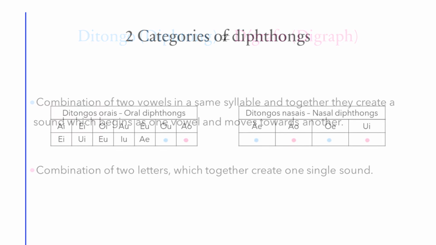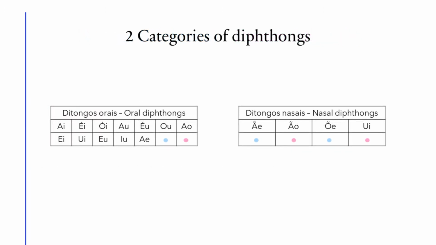Now let's start with the ditongos, diphthongs. And as you can see, Portuguese has a few diphthongs and we split them into groups. One is called ditongos orais, oral diphthongs, and the other ditongos nasais, nasal diphthongs. Let's read them out together. We start with the ditongos orais, the oral diphthongs.